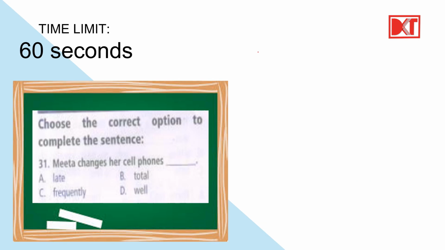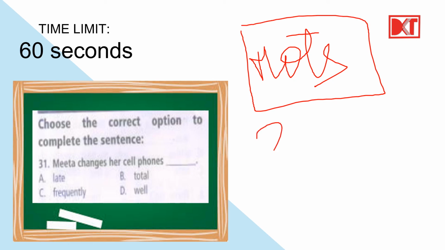Now questions number 31 to 35 are HOTS questions. The achiever section, there will be 3 marks each. In your final paper, they're 3 marks each, okay?